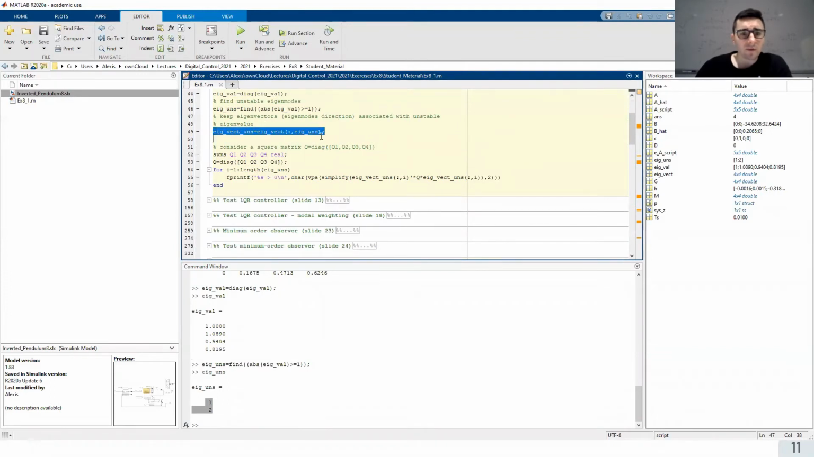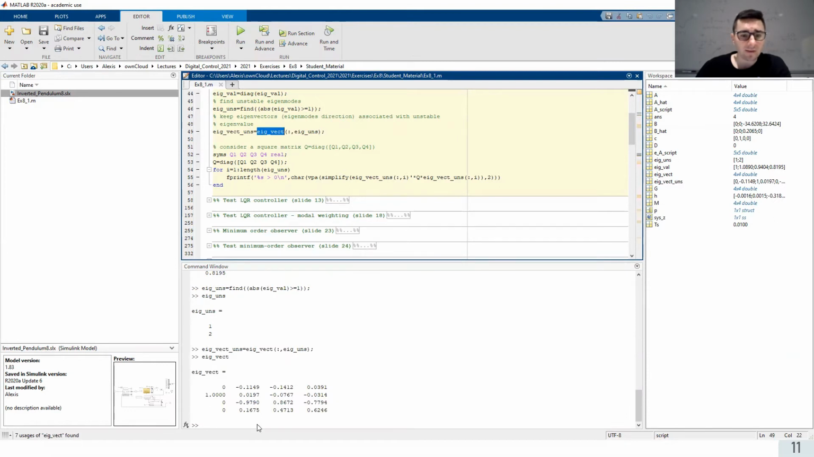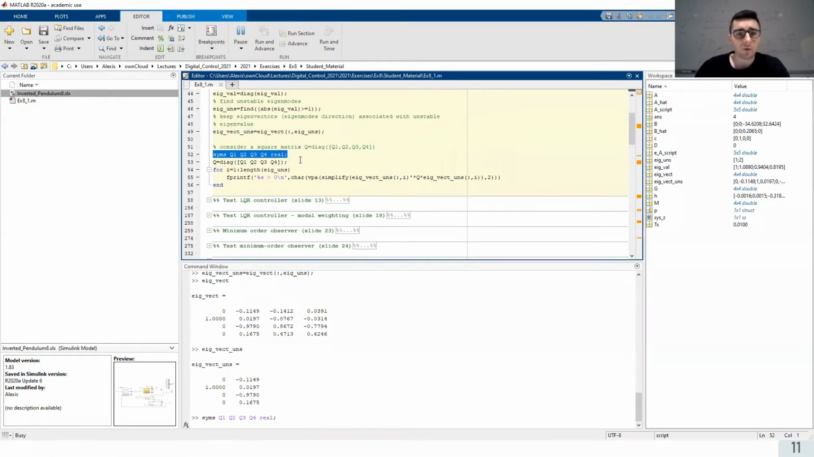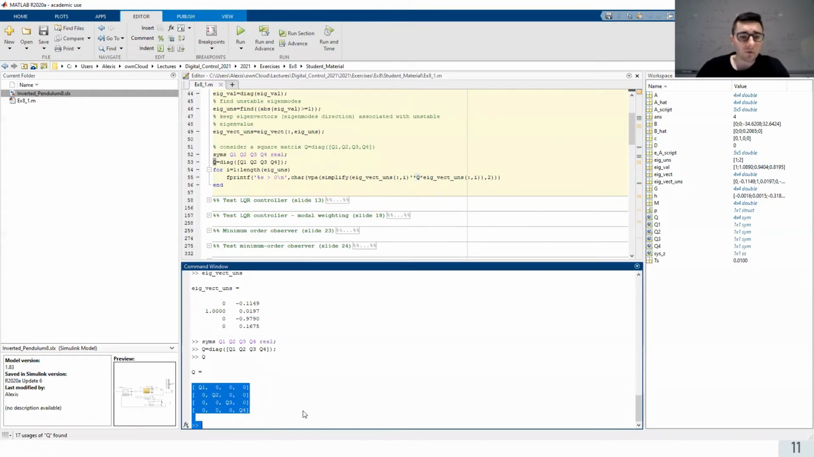And then with this, I found the corresponding eigenvectors. So I will just keep the first and second eigenvectors, so first and second columns. And so I get the two unstable eigenvectors. Then I create with the symbolic toolbox Q1, Q2, Q3, and Q4, and I create basically the Q matrix with the diagonal entries, as we've seen in the PowerPoint.